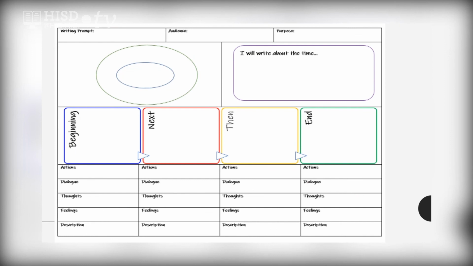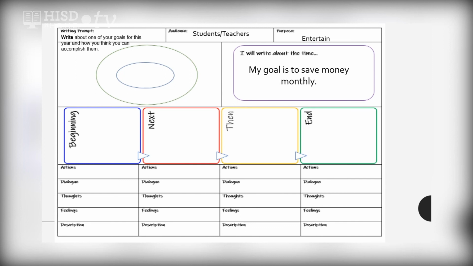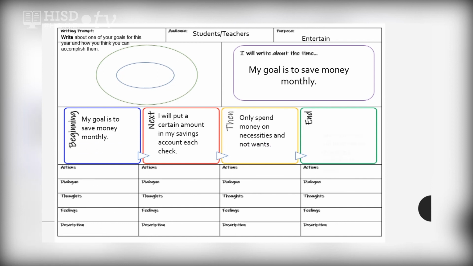So our writing prompt again was write about one of your goals for this year and how you think you can accomplish them. We identified our audience as our students and teachers, and the purpose is to entertain. So we chose one goal from our graphic organizer that we want to focus on. So the goal that I'm focusing on is my goal of saving money monthly. We then planned our beginning, our middle, and our end.